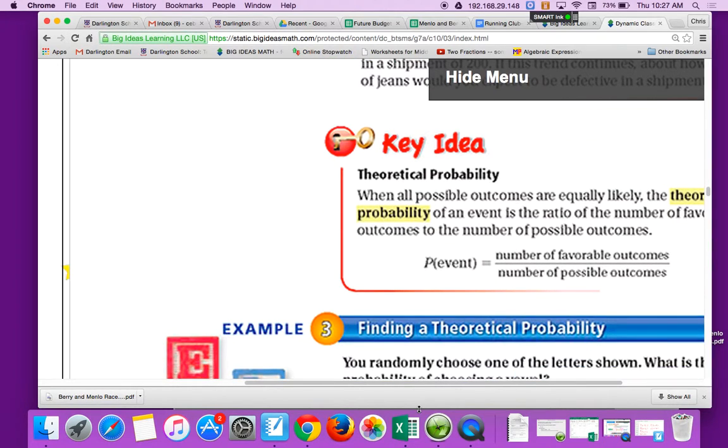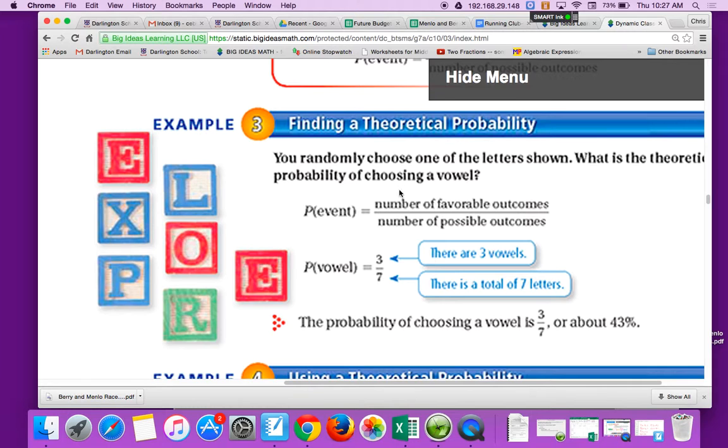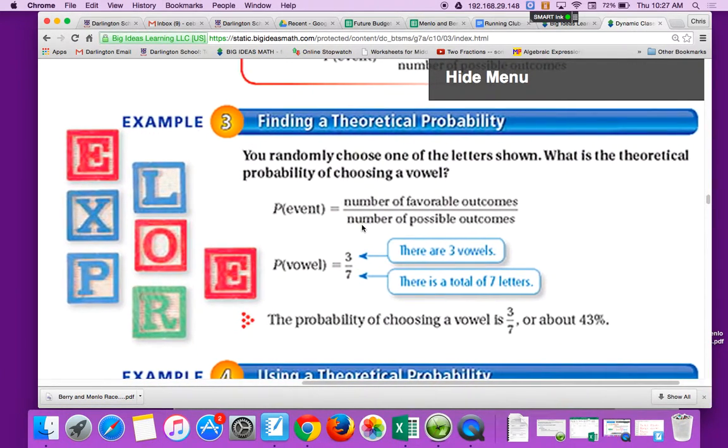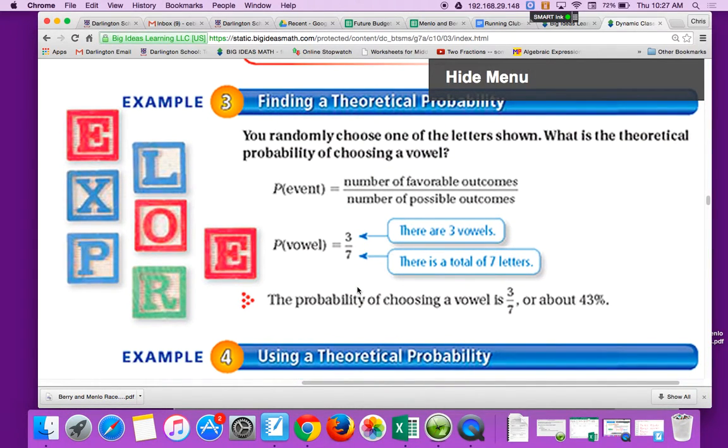Rainy days, go there. There it is. There are our letters, we'll use those. Randomly choose one of the letters shown. What's the theoretical probability of choosing a vowel? Vowels are A, E, I, O, U. They even have sometimes Y, right? So how many vowels do we have? 1, no, 2, 3, and that's it. 3 out of a possible 7. So the theoretical probability is 43%, because 3 divided by 7 is 43%.